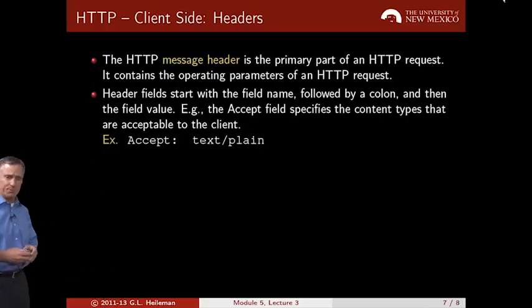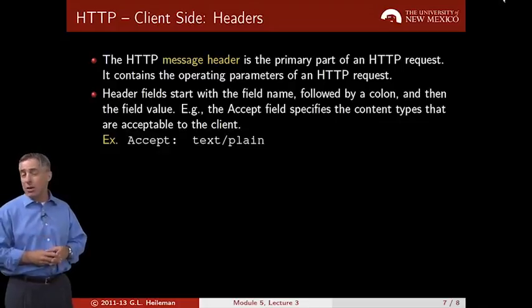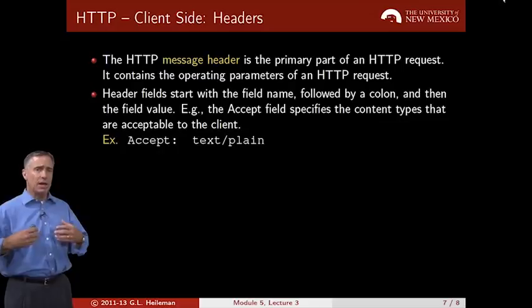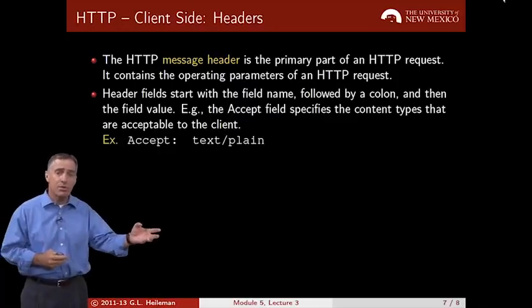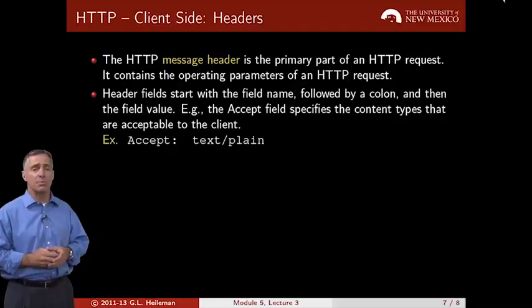And here are some examples. Here's a common one that you see. This Accept field specifies the content types that are acceptable to the client. So, again, think about the fact that we're making an HTTP request, and as a part of that request, your client is saying, I can accept, in this case, plain text, HTML, in other words, right?